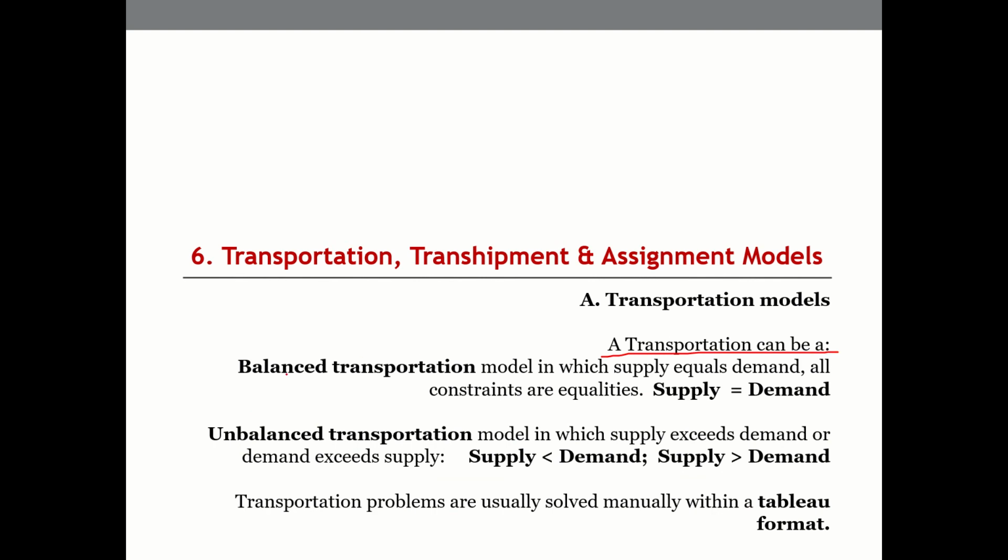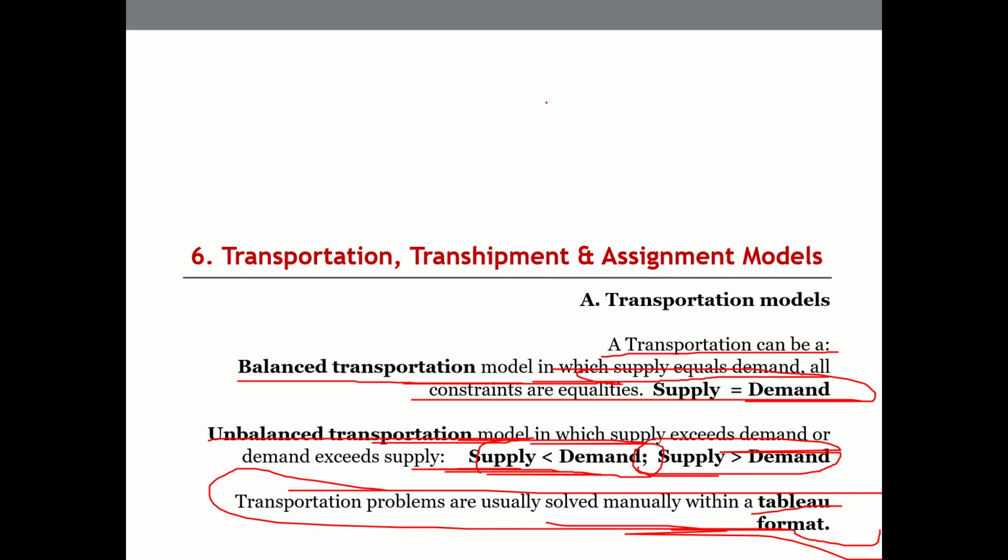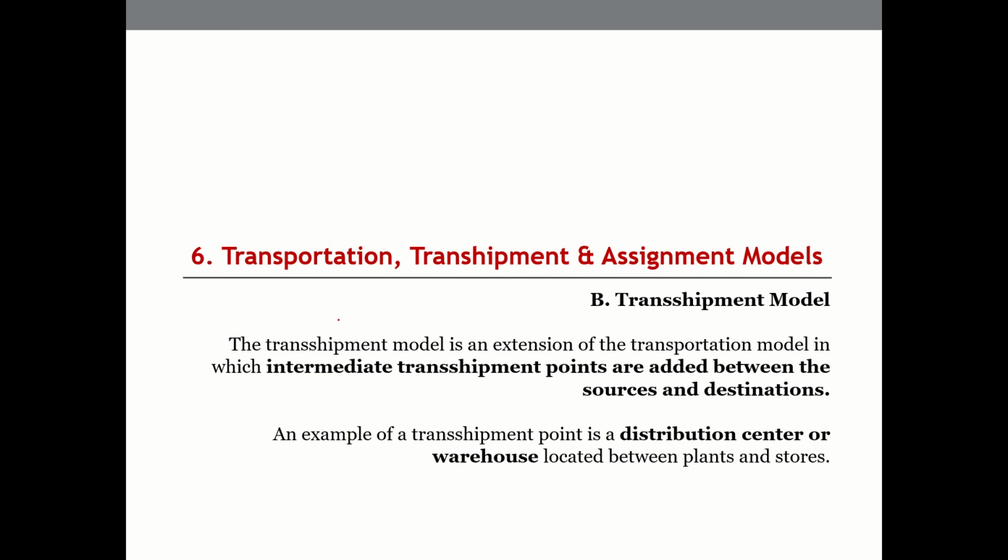A transportation model can be understood in this way: a balanced transportation model in which supply equals demand, or an unbalanced transportation model, in which supply is lesser than demand or supply is more than demand. Okay, and this can be put in a tabular format to understand the problem. Usually it is done in the form of a tabulation. Okay, how much is the supply, what is the manufacturing capacity, and how much is the demand.